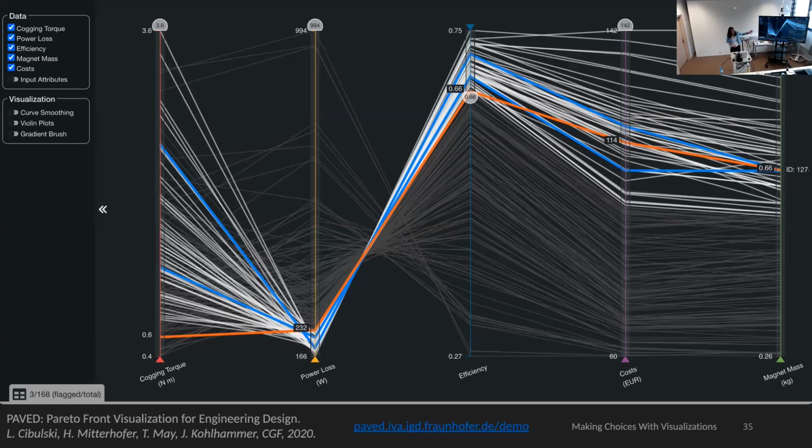Each of the around 170 design candidates is represented by a polyline, and this polyline connects the candidate's values for all attributes which are depicted on the axis. You can see a small triangle indicator at each end of a criterion axis, which marks the desired optimization direction. So if you take the efficiency, it should be maximized. Now, let me show you how these parallel coordinates can be used in a quick demo.